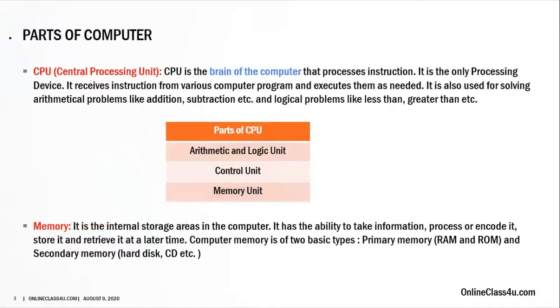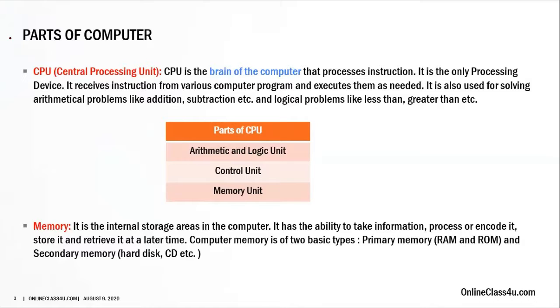What is the central processing unit? The central processing unit, in short, is also known as CPU. CPU is the primary component of a computer. That is, it is known as the brain of the computer. Why? Because this is the most important part of the computer, which is used for processing all the instructions. This is the only processing device of the computer. It runs all the applications, receives input from the user, then processes the data and produces output.